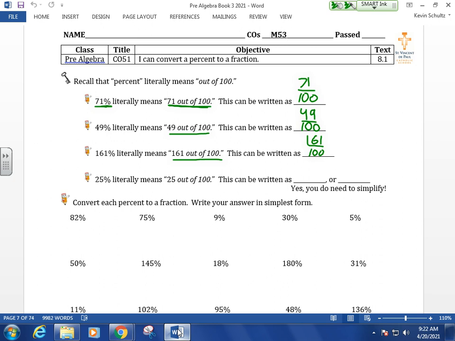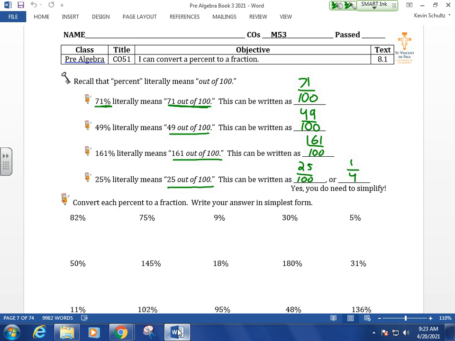Okay? Last one here, example-wise, 25%, which literally means 25 out of 100. As a fraction, we start with 25 out of 100, but your final answer should be 1/4. You do need to simplify these. The first three we could not simplify. They're already in the simplest form. The 71 and 100 don't share any common factors. 49 and 100 don't share any common factors. 161 and 100 don't share any common factors. However, 25 and 100 do. So you can simplify it down to 1/4.